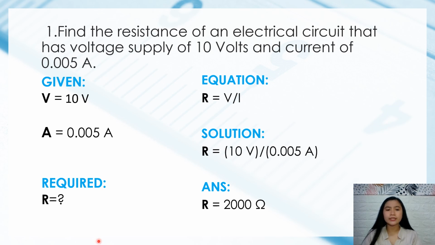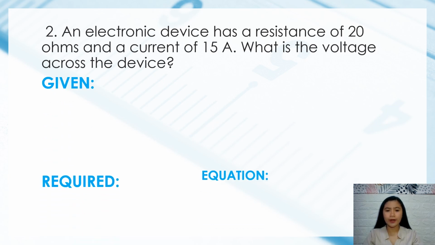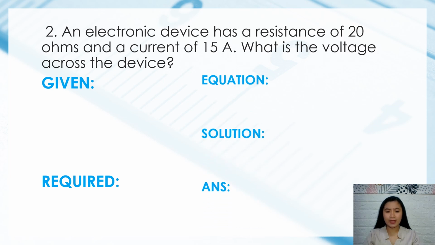Okay, now let's move to the second problem. This time, you and I will solve the problem. So I expect that you have your scratch paper with you in solving this problem. Okay, let's start. An electric device has a resistance of 20 ohms and a current of 15 amperes. What is the voltage across the device? So again, we will use the GRESA format. So let us find first the given, required, equation, solution, answer.